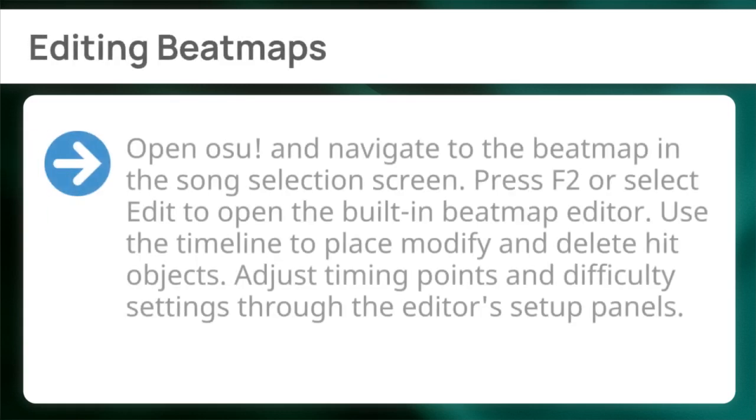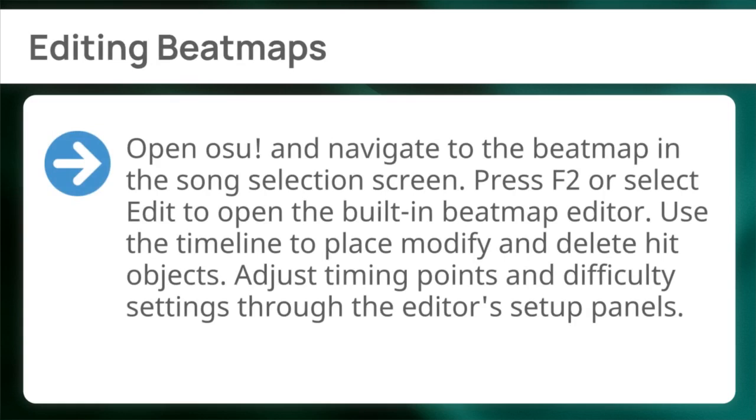Next, editing Beatmaps. Open osu! and navigate to the Beatmap in the song selection screen. Press F2 or select Edit to open the built-in Beatmap editor. Use the timeline to place, modify, and delete hit objects. Adjust timing points and difficulty settings through the editor's setup panels.